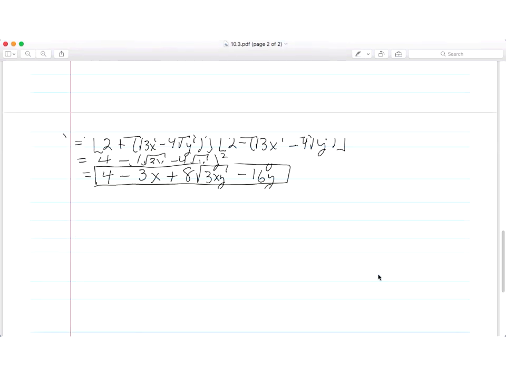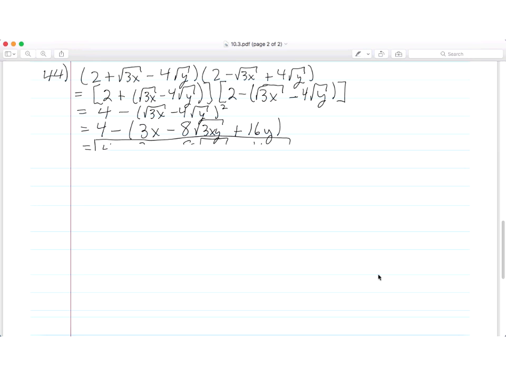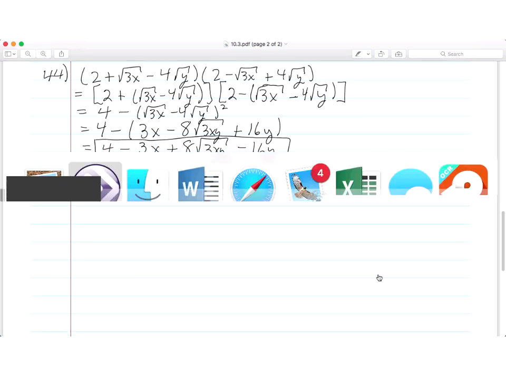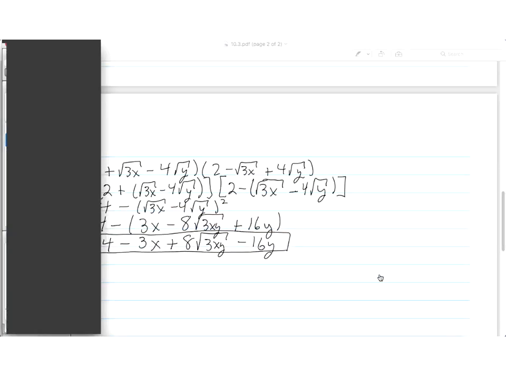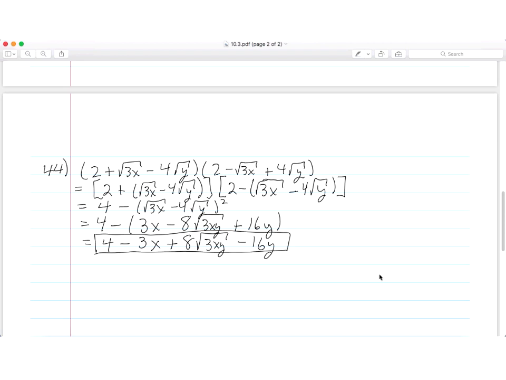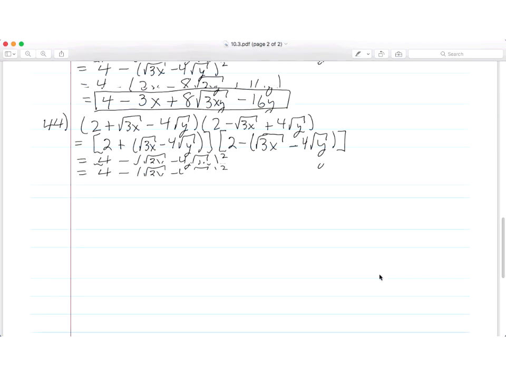Any questions on section 10.4? Okay. Let me go to section 10.4.